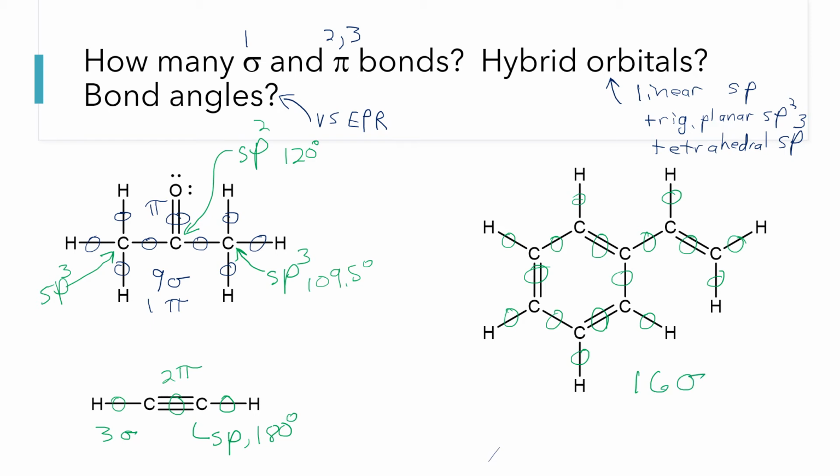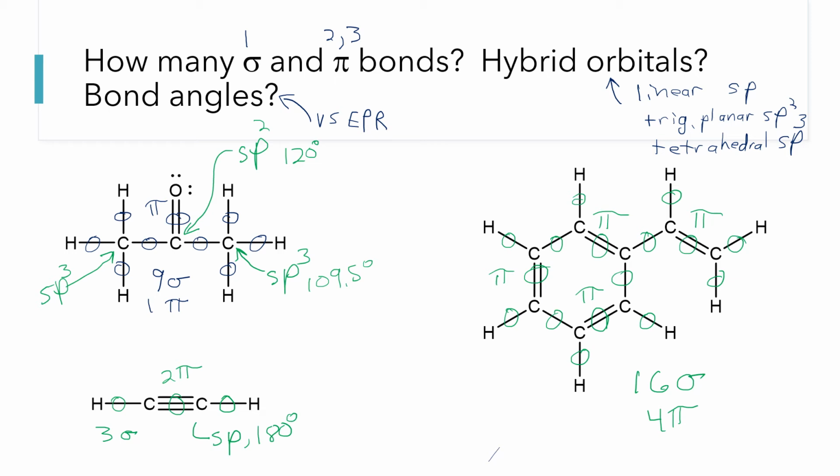Then any place there was a double bond, there's also 1 pi bond, because that double bond is a sigma plus a pi. So we also have a pi here, and a pi here, a pi here, and a pi here. So that's 4 pi's. 16 sigma bonds and 4 pi bonds.